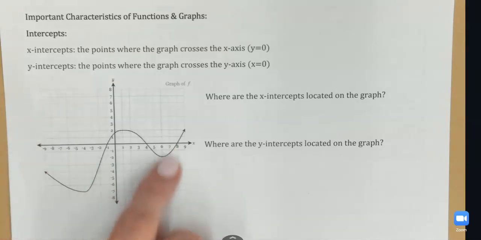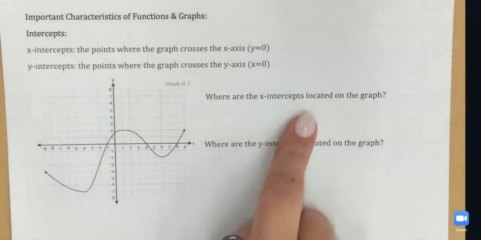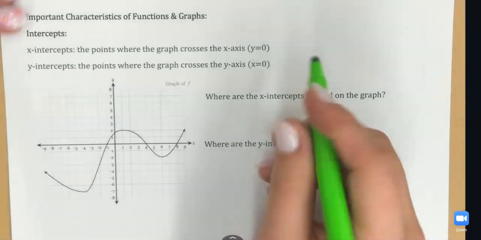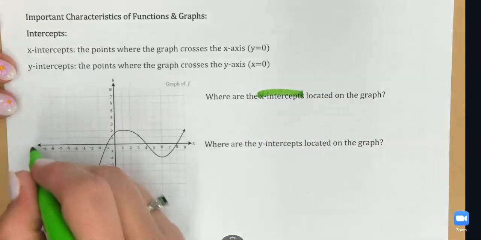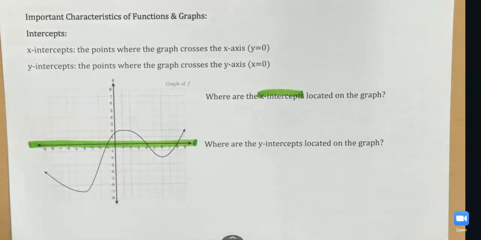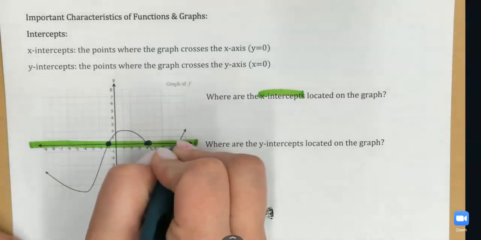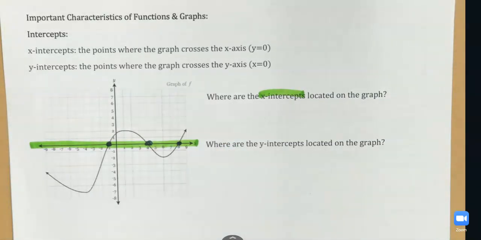So we've got this nice, lovely graph here that kind of bounces. Where are the x-intercepts located? My x-intercepts are going to be everywhere that I cross the x-axis, and that happens here at 1, 2, 3 places. So it can be in more than one place.